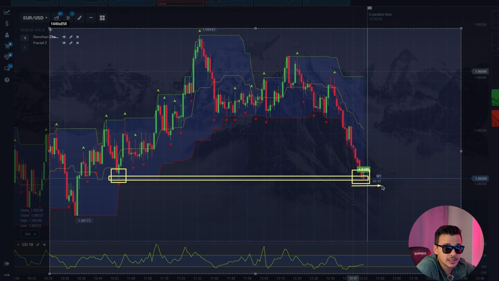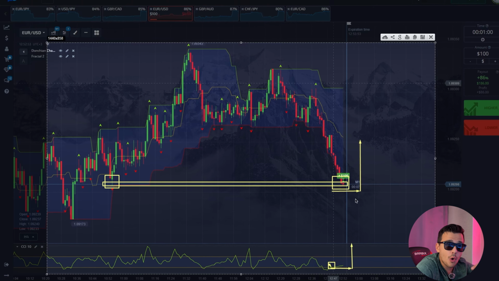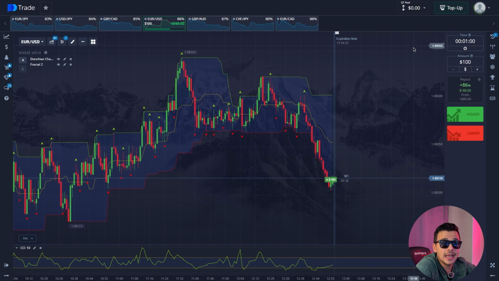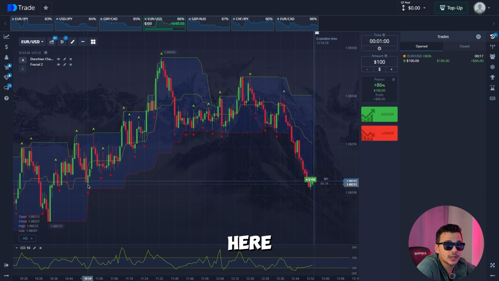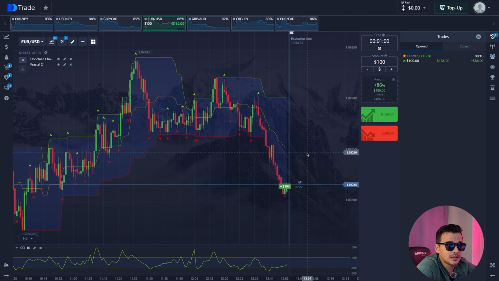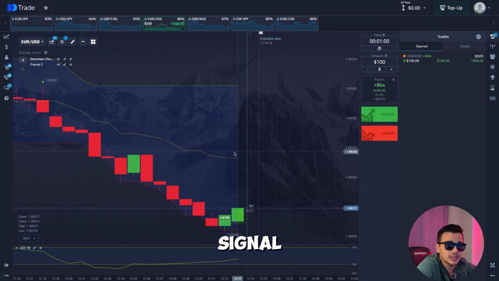We see the touching of the lower moving line of our channel indicator, and we watch the exit from the oversold area on our oscillator. This is the main principle of opening trades on the upside. It doesn't necessarily have to touch the support area here, but if it does, I'll remind you once again, it increases the winning percentage of our signal.